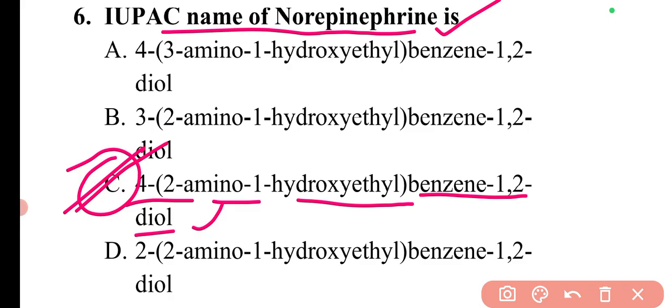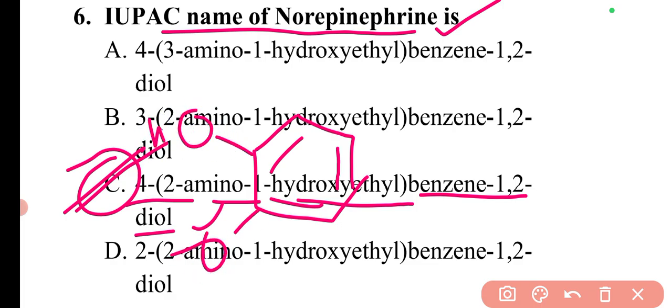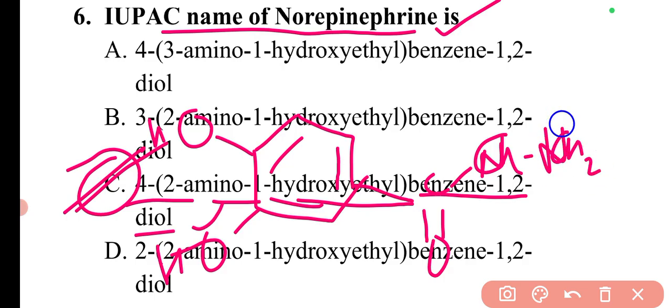If we check the structure of norepinephrine, it looks like a simple benzene ring. This is a benzene ring. Here it will have an OH group, and at this position it is having CH(OH)CH2NH2. So this is the basic structure. In this, if you can see here, we will have the 2-amino-1-hydroxyethyl.